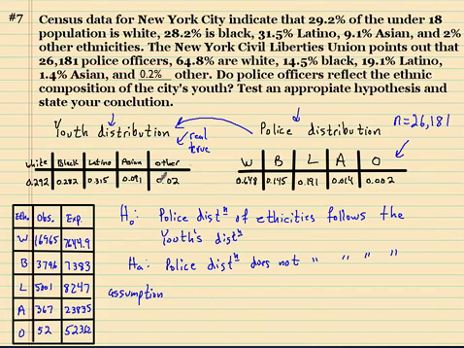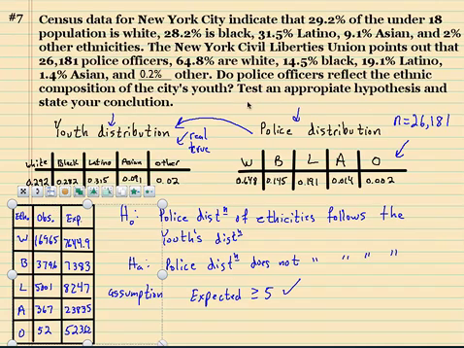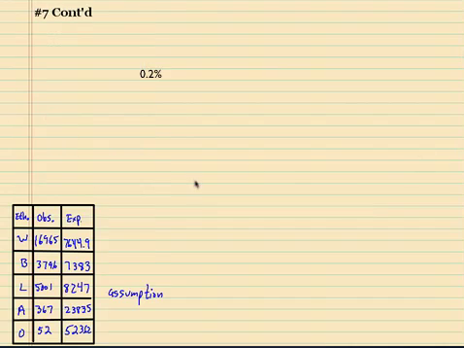On this one, I don't think we need the random sampling too much because we're just interested in this distribution compared to this distribution. I'm not taking a sample and saying something about everybody, but we do need the expected counts to be greater than or equal to 5, and that works out. So what I'm going to do is take this observed and this expected to another page. Okay, so here we have this.